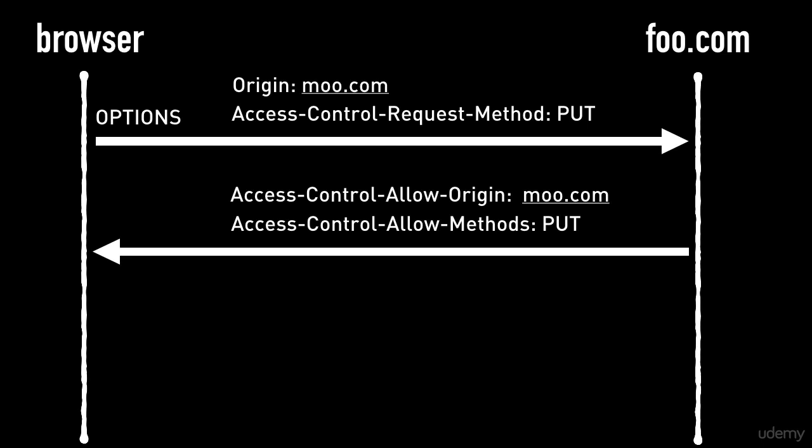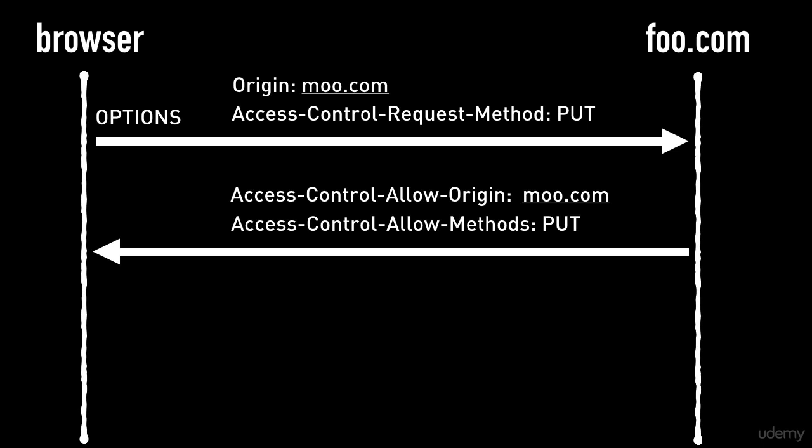So if we requested, via the Access-Control-Request-Method header, that we want to issue a PUT, we then see that PUT is available in the Access-Control-Allow-Methods header in the response, and at this point the browser continues.